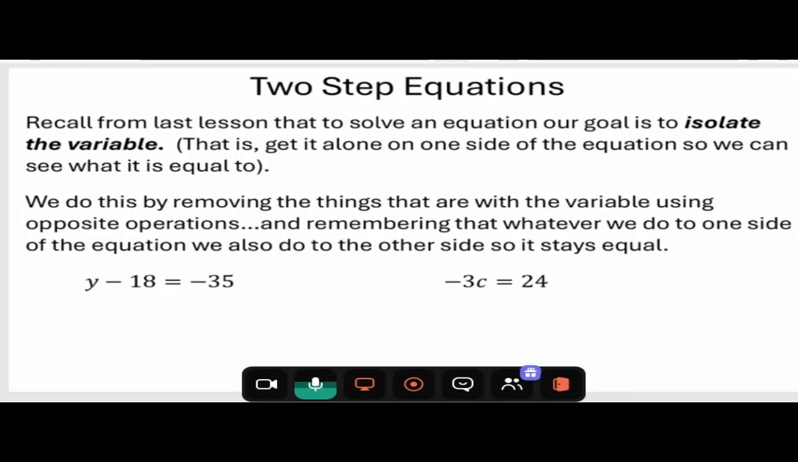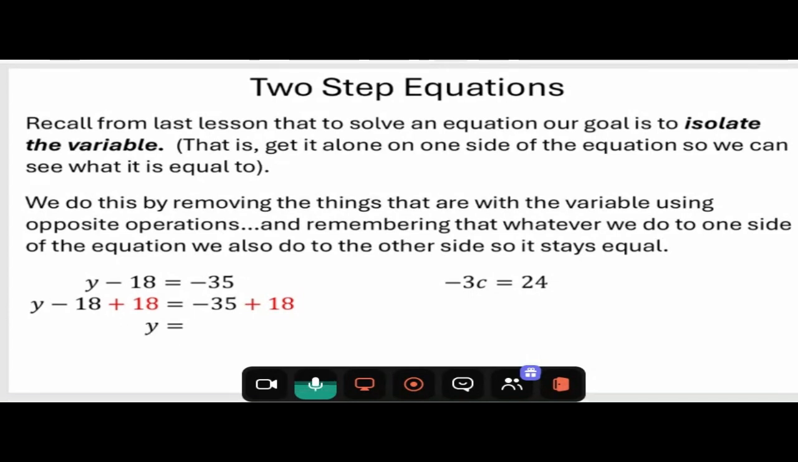So here's a couple like we did last time. Let's just go through them very quickly. So we ask ourselves, is the y already by itself on one side? So there's the equal sign. On the left side of the equation, no, the y is not by itself. It is with a minus 18. What is the opposite of minus 18? It is plus 18. So the opposite of subtracting 18 is adding 18. So I do that, but whatever I do to one side, I do to the other. As a result, y minus 18 plus 18, well, minus 18 plus 18 is just 0, so all you have on the left side is a y.